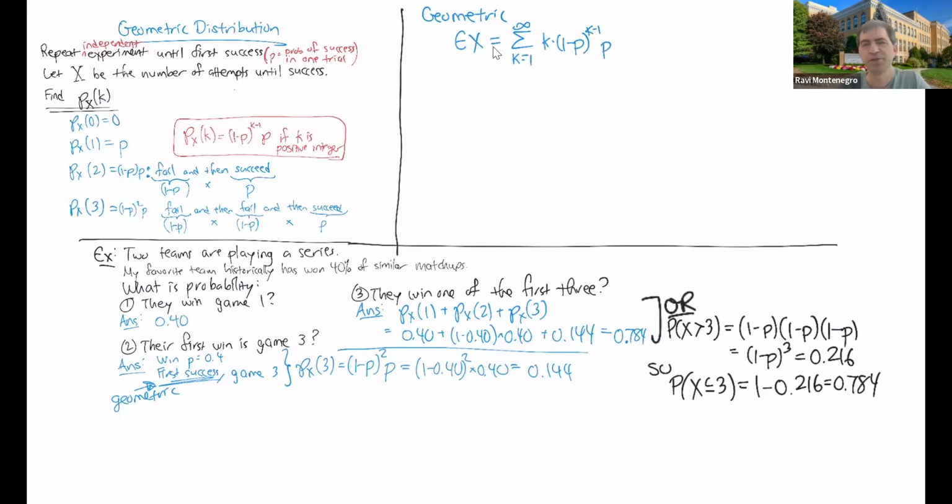And it's possible to evaluate this sum. It's actually the derivative of a series that is not too hard. But we also can figure this out intuitively. So let's take a different example. Let's say I have a 6-sided die, and I want to roll a 6.